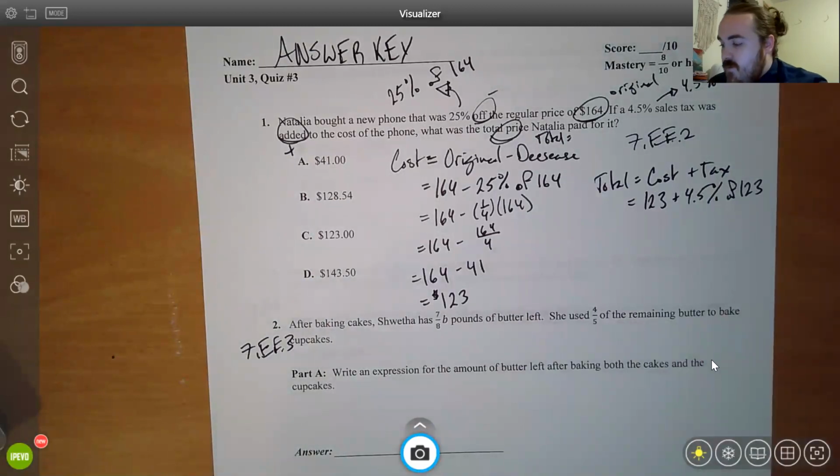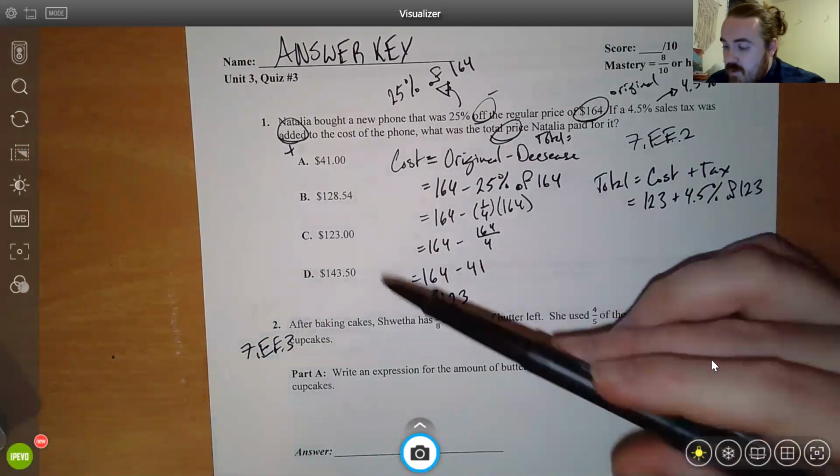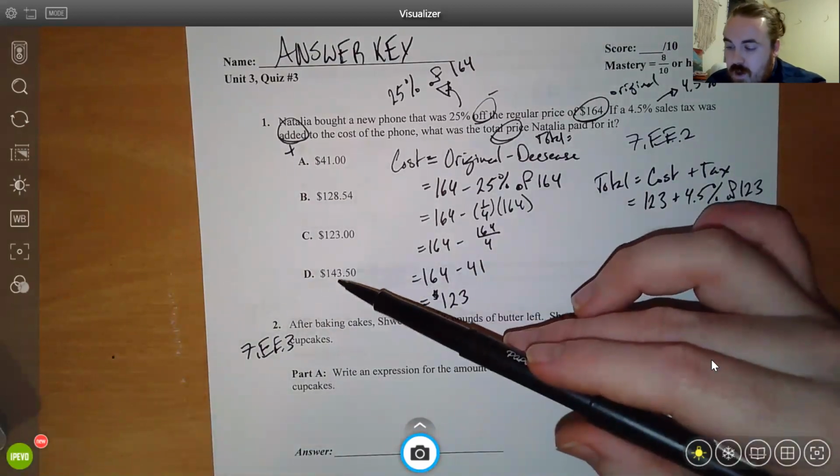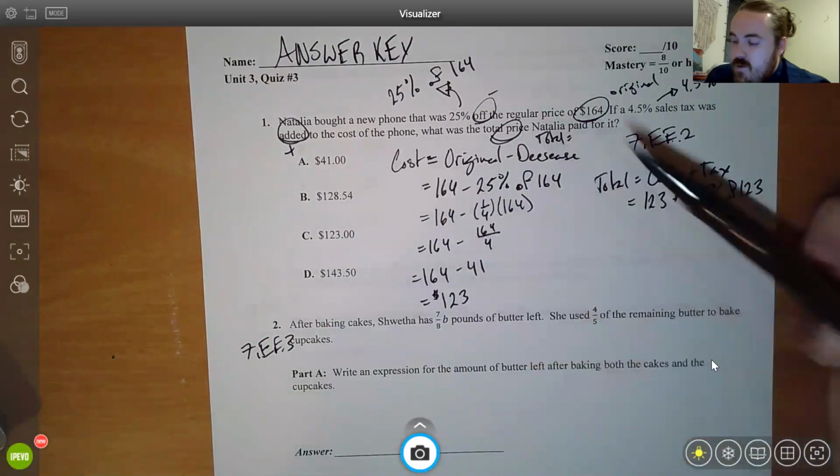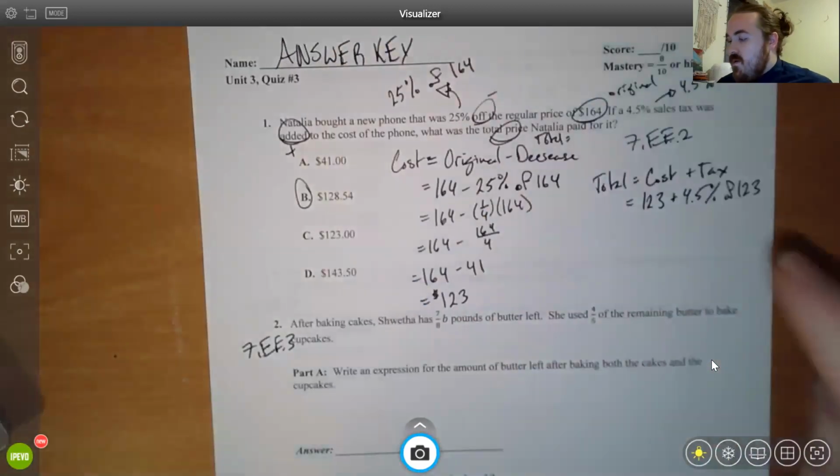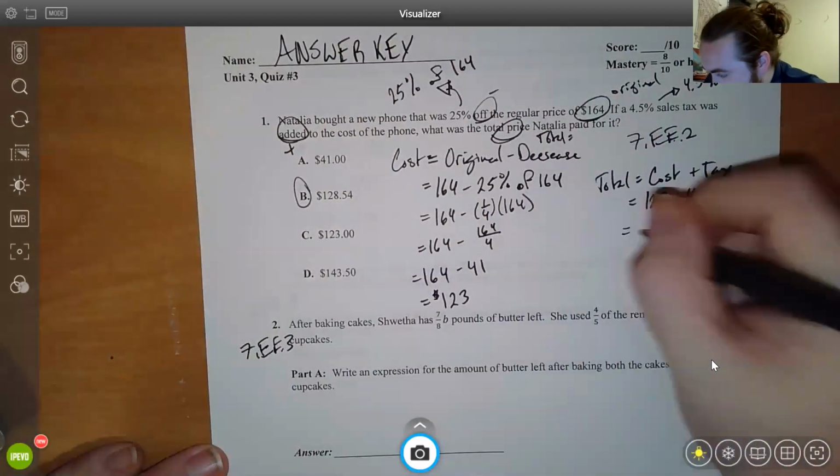Now look, 4.5% of 123, that's not a lot. It's not going to be a ton. Definitely not going to add 20. It's only added a little bit, so it's definitely going to be B. I'm sure that B is going to be our answer. Let's do this out and see what it equals.